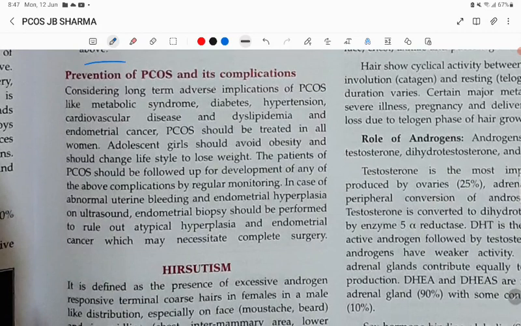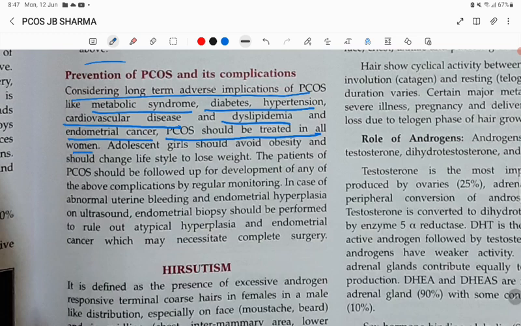Prevention of issues and complications, considering the long-term adverse complications: metabolic syndrome, diabetes, hypertension, cardiovascular disease, dyslipidemia, and endometrial cancer. PCOS should be treated in all women. Adolescent girls should avoid obesity. They should change their lifestyle to lose weight. Patients with PCOS should be alert to the development of any of the above complications by regular monitoring.